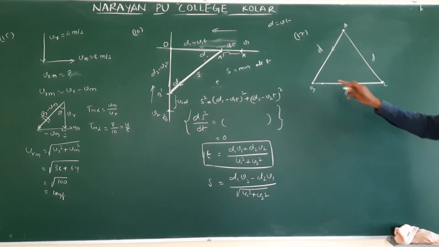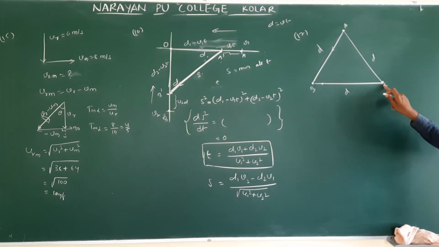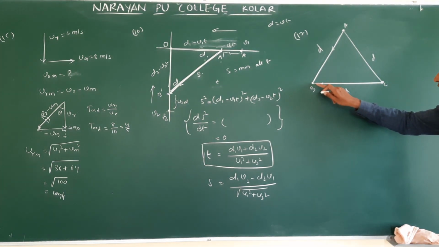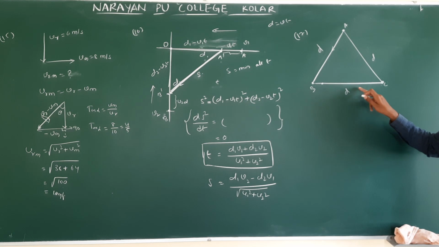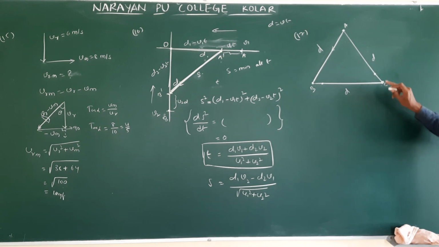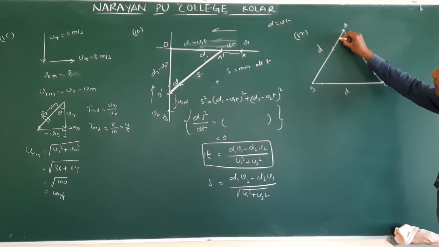Okay? As soon as A starts, B also starts to meet C. But to catch C, it takes a certain time. In that time, C will not be here, it will be here. C is trying to catch A, meet A. But A will not be here after some time, it will be here.